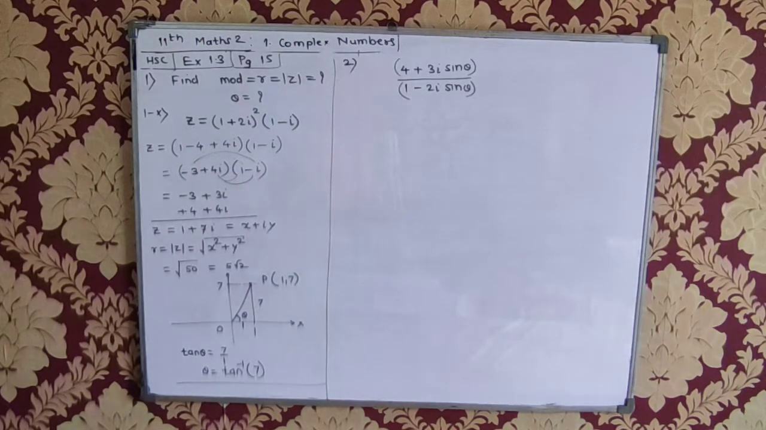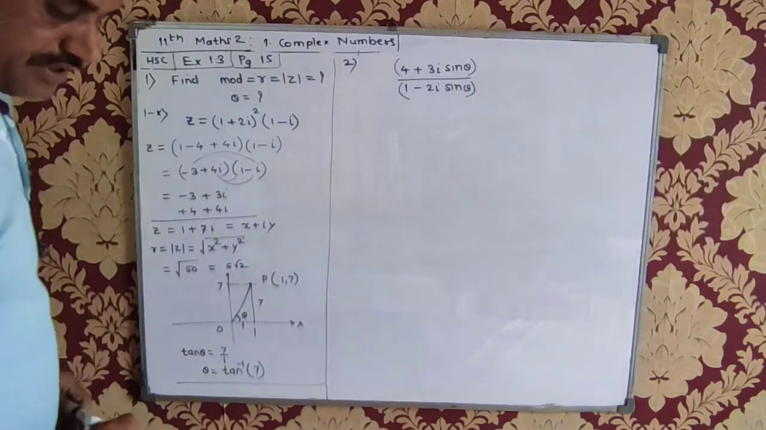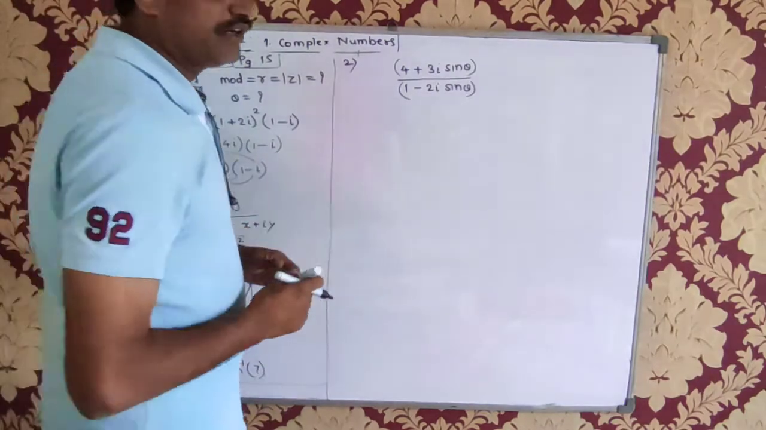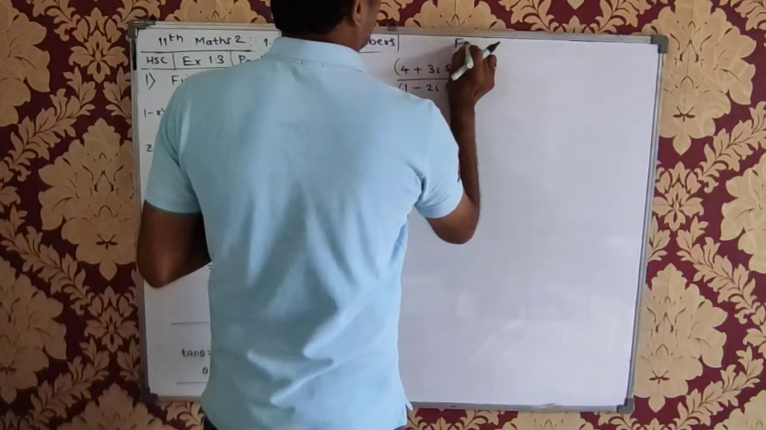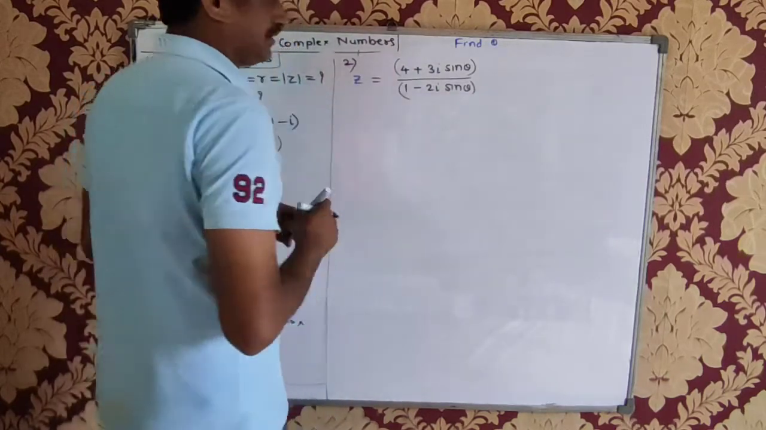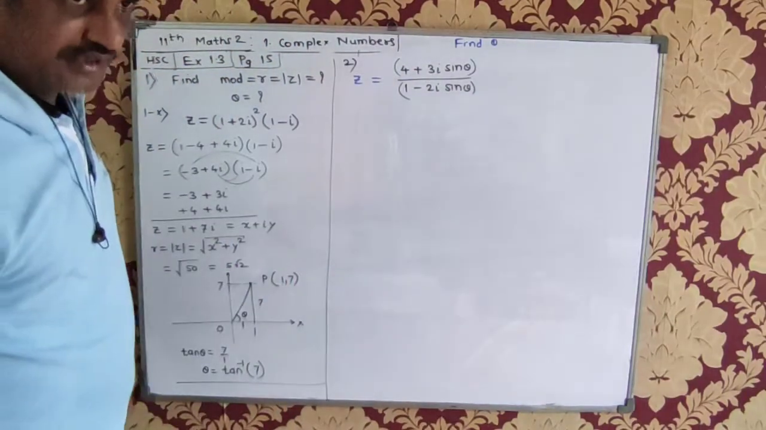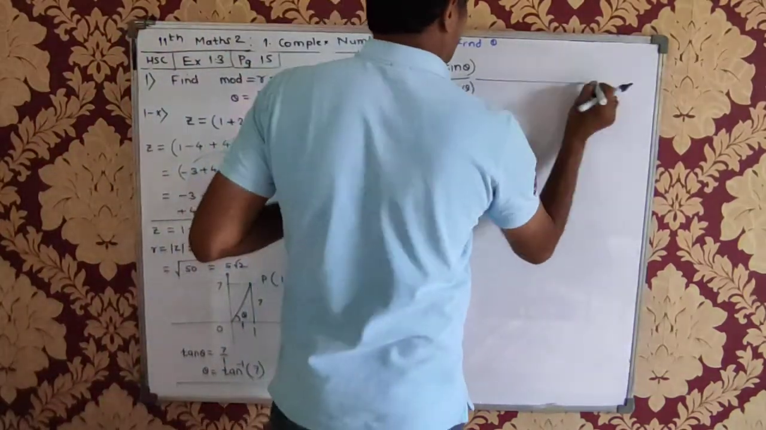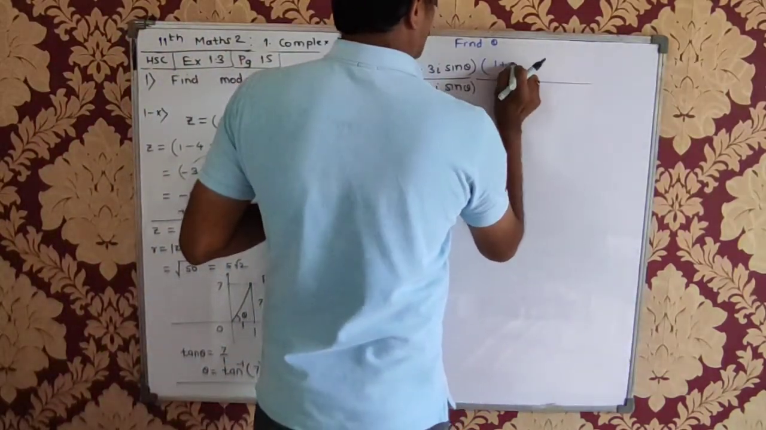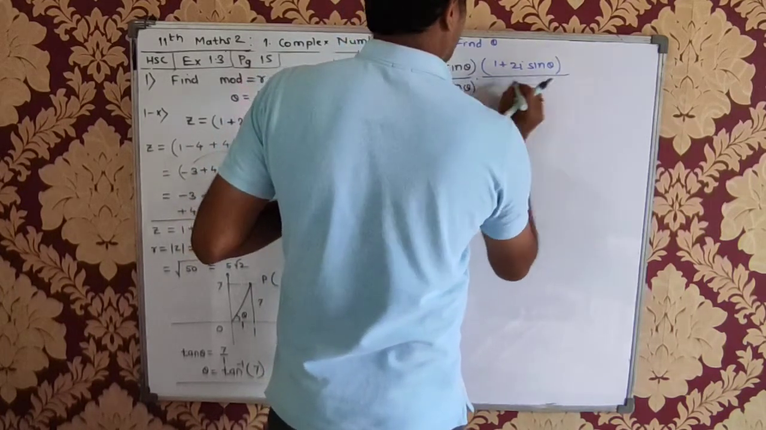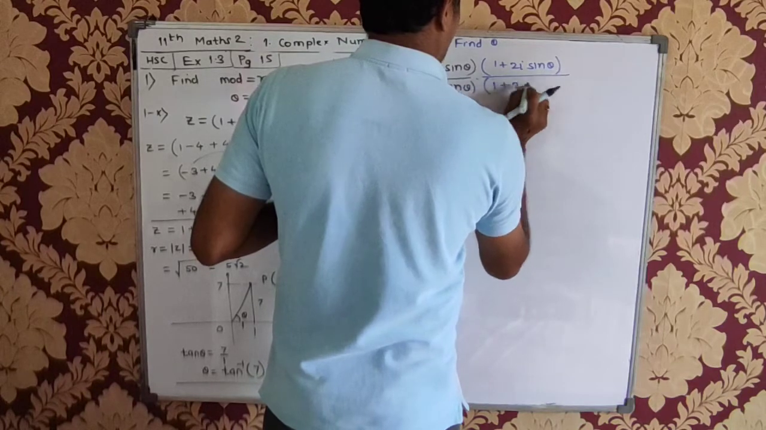Question number 2. Find the real values of theta for which this is purely real. Okay. Find theta for which this is real. So let me carry this, z is equal to this. I have to carry out the division here. So what is the factor of rationalization here? 1 plus 2i sin theta. Right? 1 plus 2i sin theta.